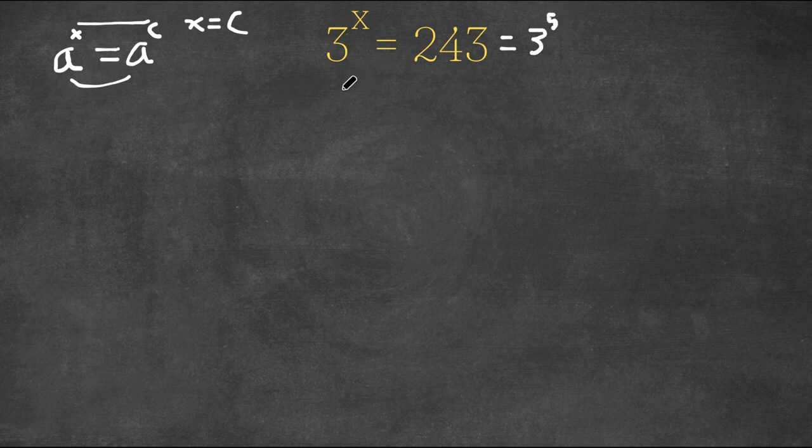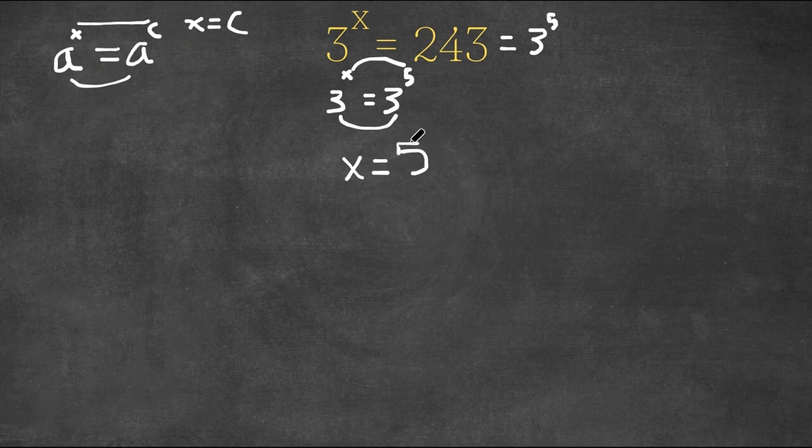So what we're going to do is we're going to write 3 to the power of x equals 3 to the power of 5, because 243 is 3 to the power of 5. Now, our bases are the same, so we know that our exponents here, x and 5, are the same as well. So now, we could simply make these two equal each other. So x equals 5. And this is our answer. So it's as simple as that.